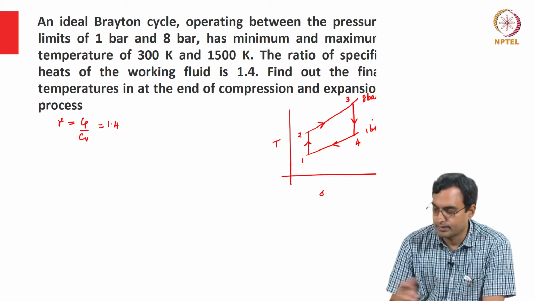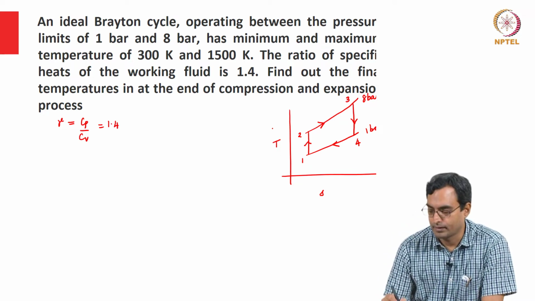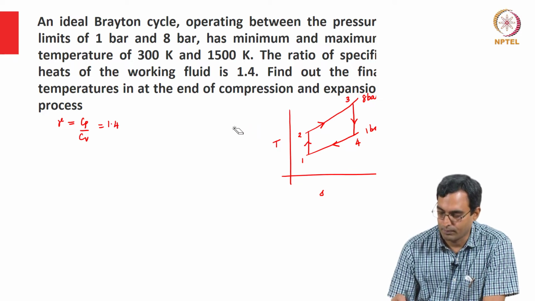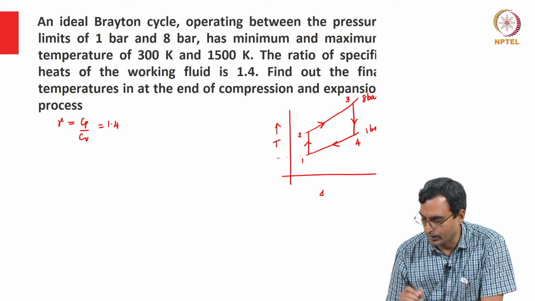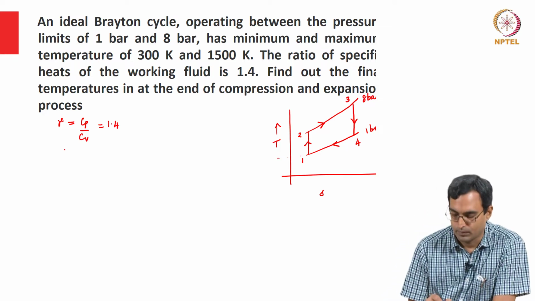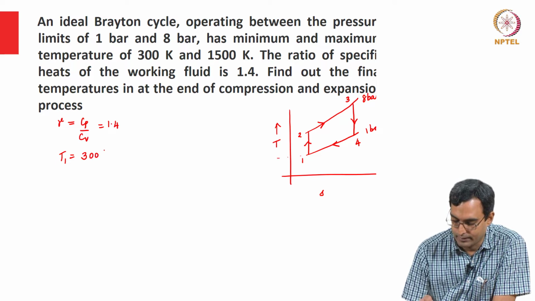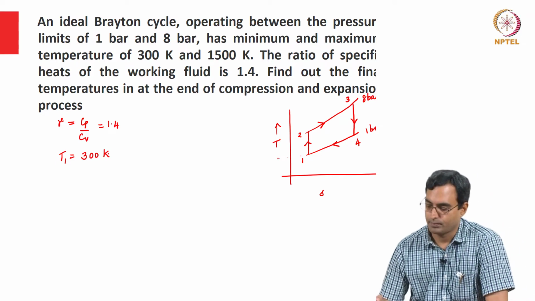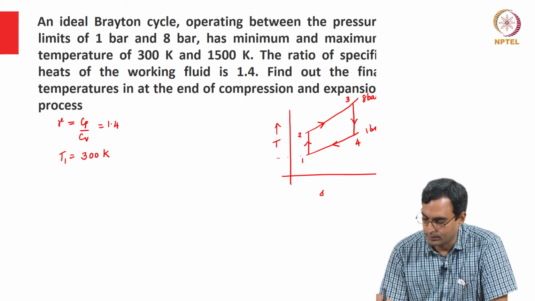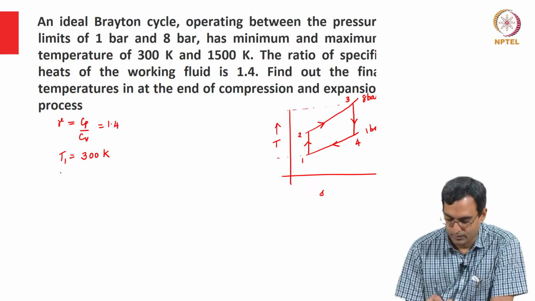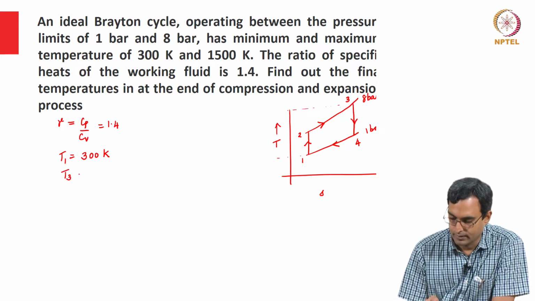So if we look at this cycle here, this is the temperature axis. When we go up, we have increase in temperature. So the minimum temperature would be essentially this point here. So T1 is the minimum temperature, which is given as 300 Kelvin. The maximum temperature in all of these is this point over here. So essentially T3 is given to us as 1500 Kelvin.